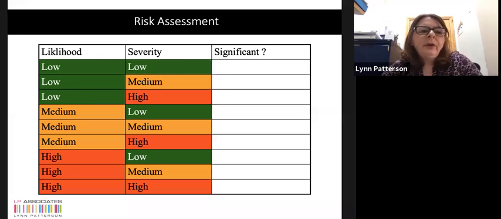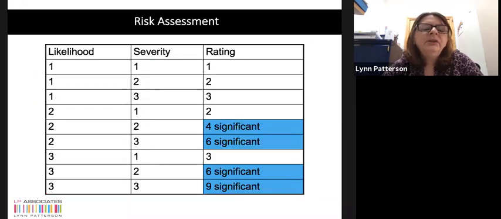I use a very simple 3x3 matrix when I'm doing my risk assessment. I've color coded it here with a traffic light system. So likelihood and severity can have a low likelihood with low, medium or high severity, a medium likelihood with low, medium or high severity, and a high likelihood with low, medium or high severity. If we just look at it in those forms and those words, it can be difficult to try and identify how likely or how significant a hazard is. So instead, we give them some numbers: low is number 1, medium is number 2, and high is number 3, and we multiply them across.